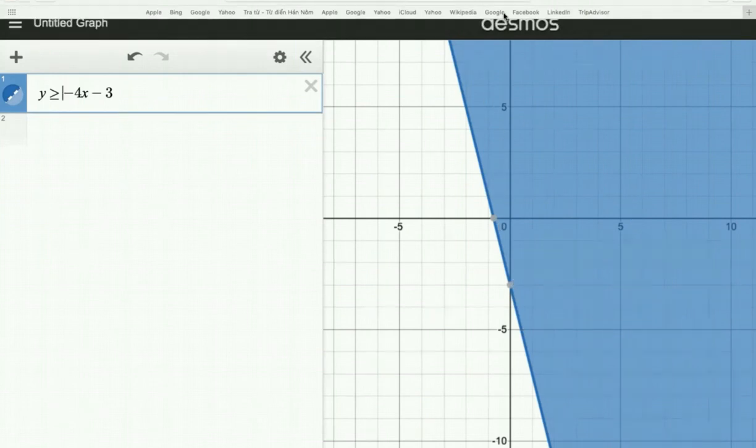So basically this is the end of part 1 of the video. I just want to show you the basic intuition of how you can graph inequalities with two variables. In the next video, I want to give you some exercises for practice without using a graphing calculator.